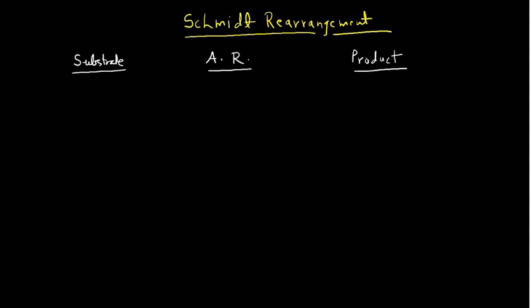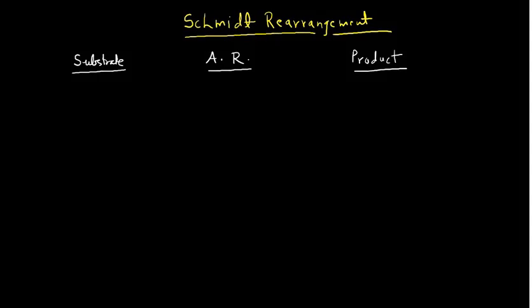Before talking about the reaction mechanism and all the possibilities of different kinds of products, today we will see what kind of substrates we can take in the Schmidt rearrangement, what kind of attacking reagent we will take, and what product we are going to form in that case. The Schmidt reaction is a very complex reaction because it involves a variety of substrates. Depending upon the substrate you can have different kinds of products. So what kind of substrates can we have?